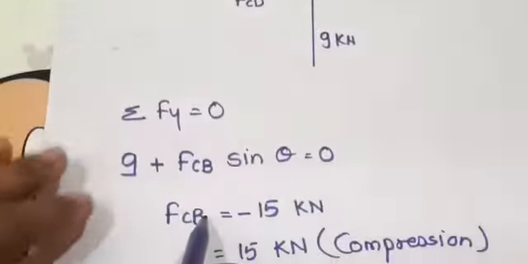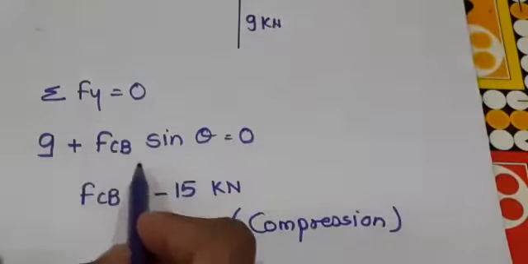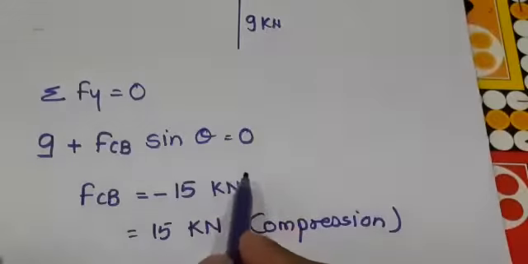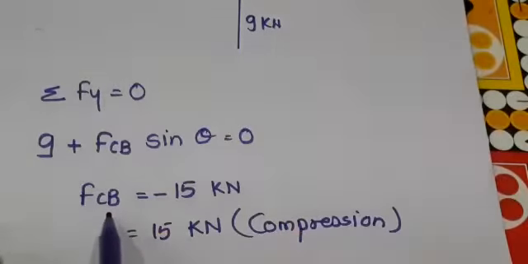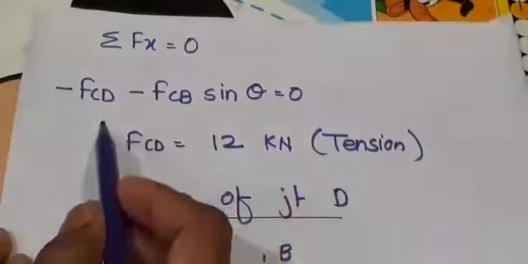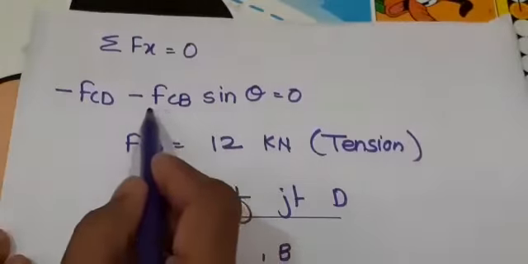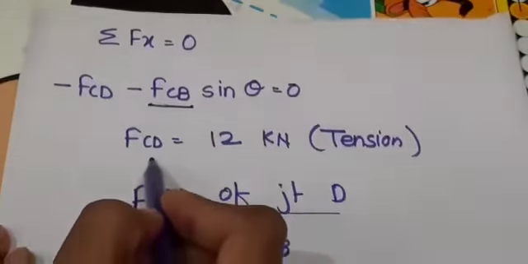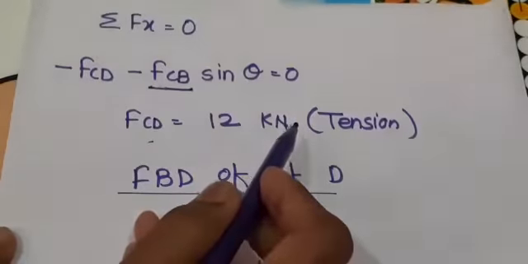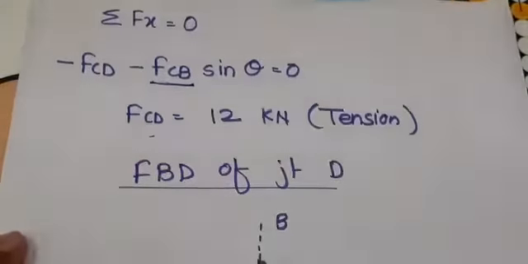First condition, applying summation Fy is equal to 0, which gives 9 plus FCB sin theta is equal to 0. From this equation, we get the value of FCB is equal to 15 kilonewton and the nature of the force in member CB is compression. Then apply the other condition, that is summation Fx equal to 0, which gives minus FCD minus FCB cos theta is equal to 0. Putting the value of FCB, you will get the value of FCD is equal to 12 kilonewton and the nature of the force is tension. Now next, consider joint D.